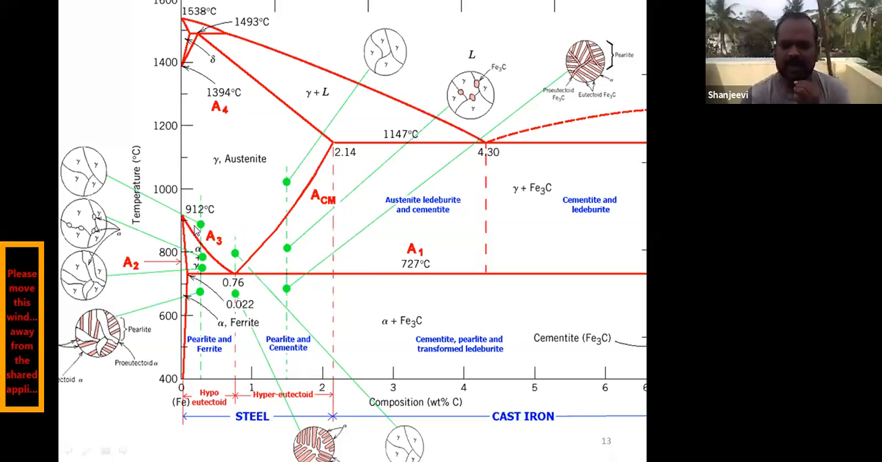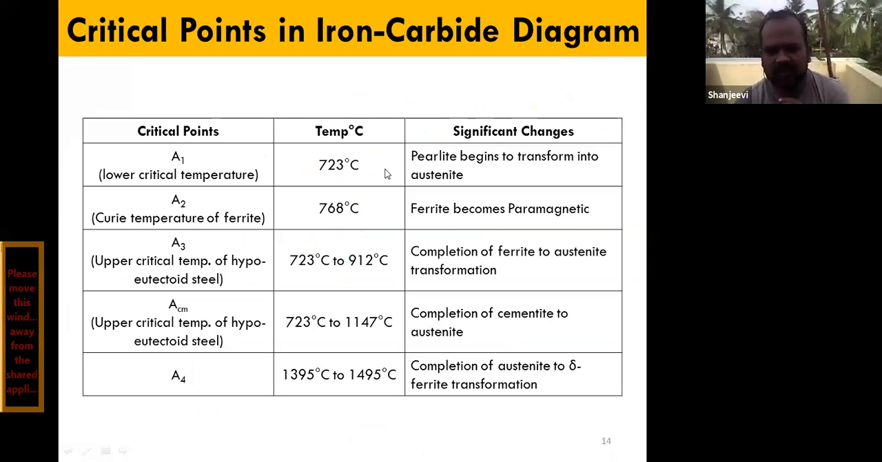Say the metal is heated above 912 degrees Celsius, held for a long time, and then cooled in a furnace. So A3 and A2 will come in. You can see the changes. At 723, pearlite begins to transform. That is what is indicated in this case: completion of ferrite to austenite at maximum. Here, cementite to austenite changes. That is what is mentioned here.